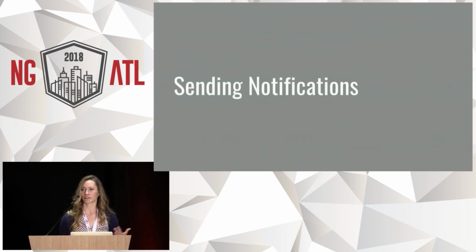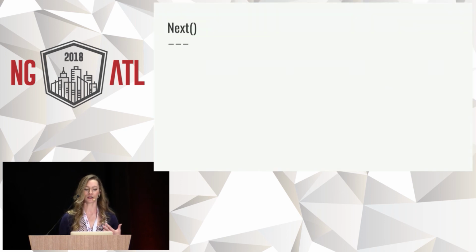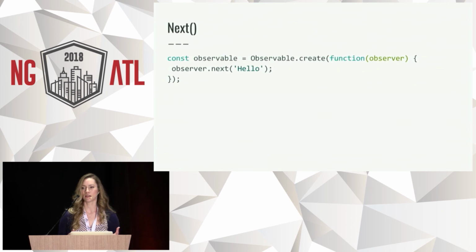So as I mentioned, there are 3 callbacks in the observer, and that's because there are 3 types of notification an observable can send. So we're going to see some examples of this and see how their behavior differs. So the first and the most important is next. Next can be called 0 to infinity times, and that's how we continue to pass new data to our observers.